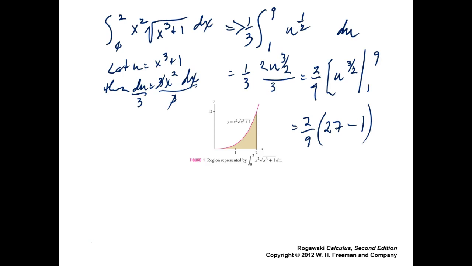That would then be 2 ninths times 26. I don't think 9 will go into that, so that'll be 52 ninths. That's what I got. How did they do? Oh, look at that. They got it right. Good for them. Make sense?